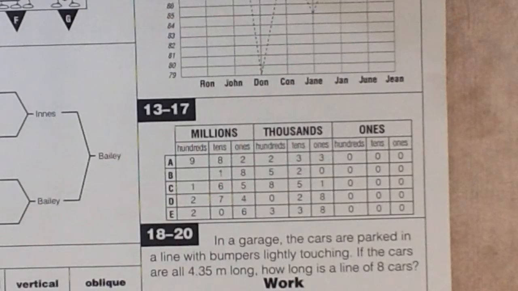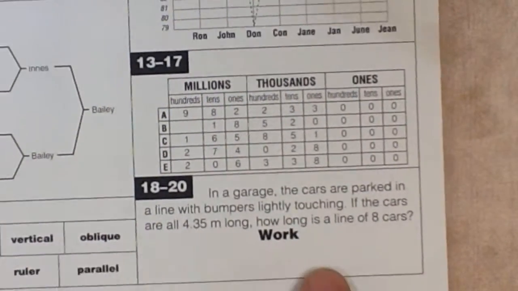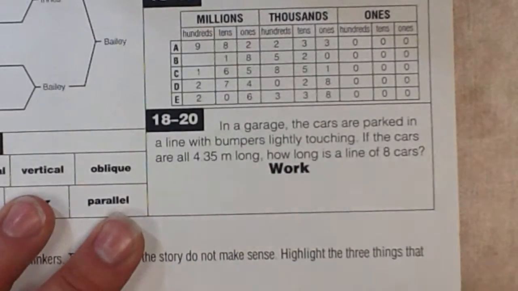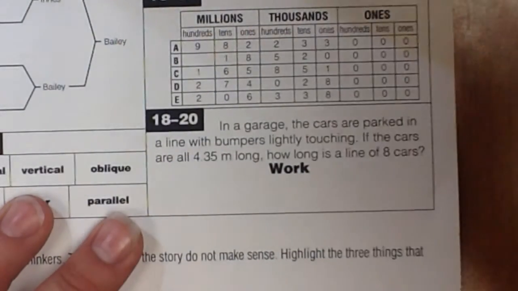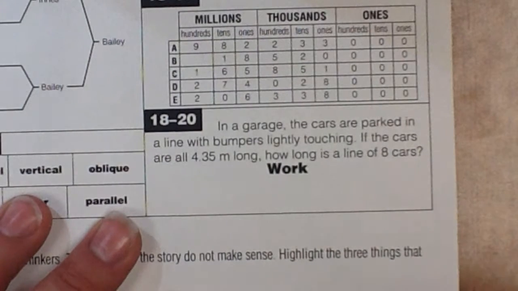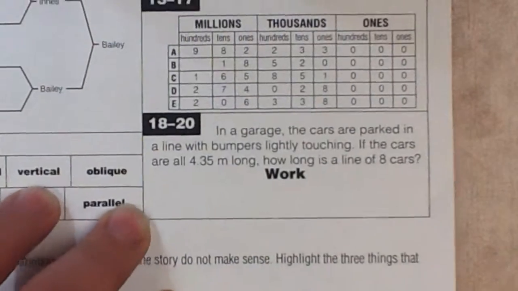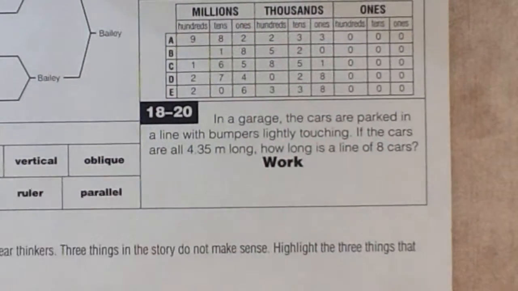All right. The last 3 questions, as usual, deal with our story problem here. It says, in a garage, the cars are parked in a line with bumpers lightly touching. If the cars are all 4.35 meters long, how long is a line of 8 cars? You could still use a proportion for this, but it's easy. You can do it.